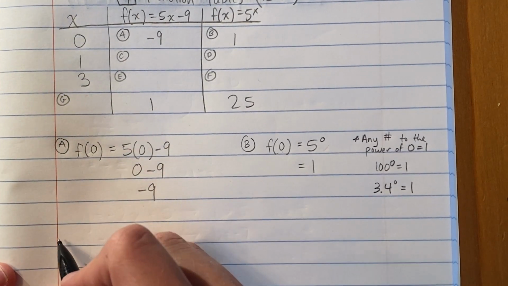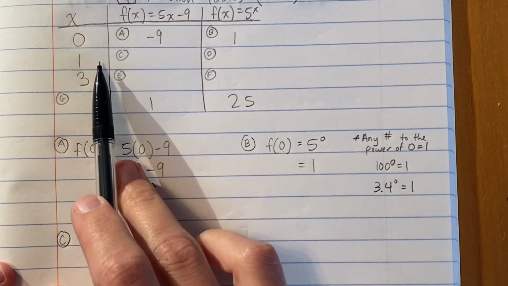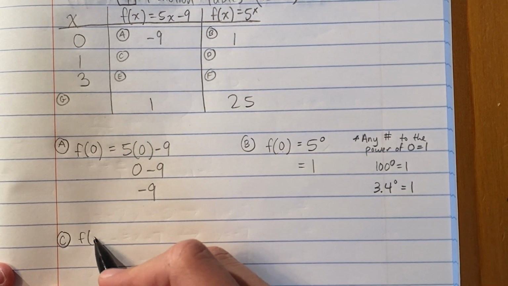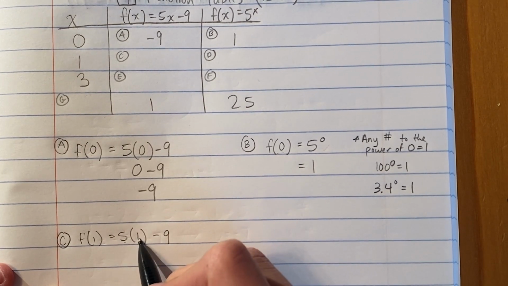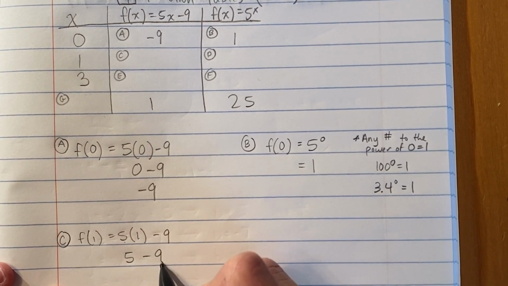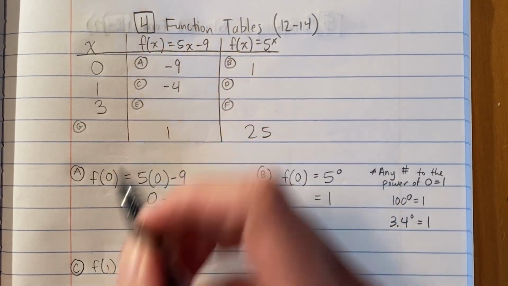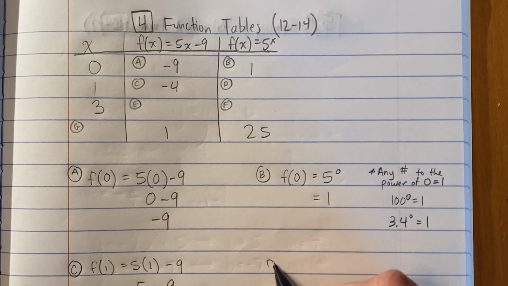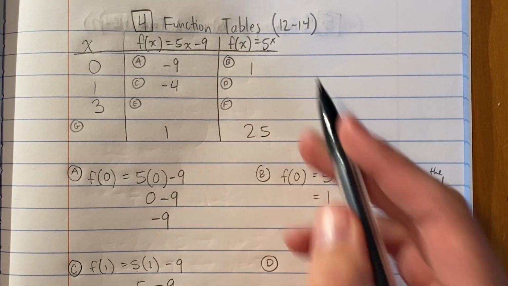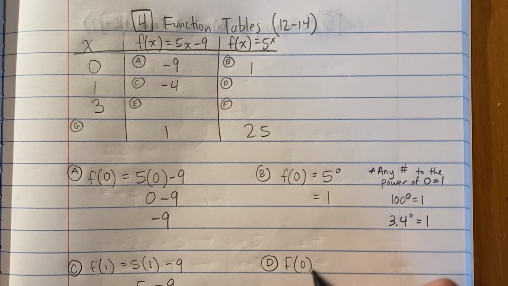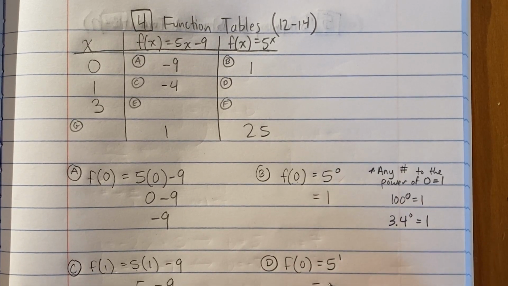Okay, let's keep going. For box C, I'm taking this function, 5x minus 9, and I'm plugging in 1 for x. So what do I get? 5 times 1 is 5, minus 9 is negative 4. So I would put negative 4 in this box. Over here, D, I'm plugging 1 into this x. So it's 5 to the power of x. I'm going to make it 5 to the power of 1. What is 5 to the power of 1?